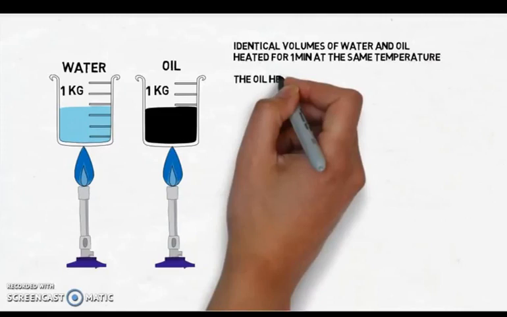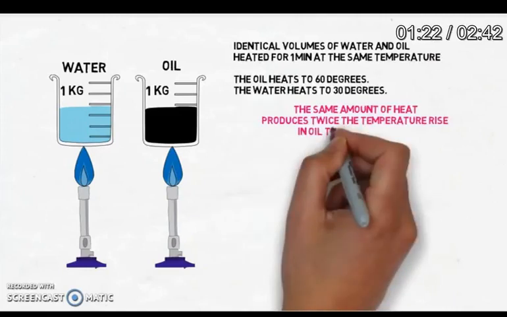So the amount of heat required to raise 1 kilogram of water, that's exactly 1 kilogram. 1 kilogram is exactly the same as 1 liter. So don't get confused there as well. So the amount of heat required to raise 1 liter of water by 1 degree Celsius is not the same as the amount of heat required to raise the temperature of 1 liter of oil by 1 degree Celsius.